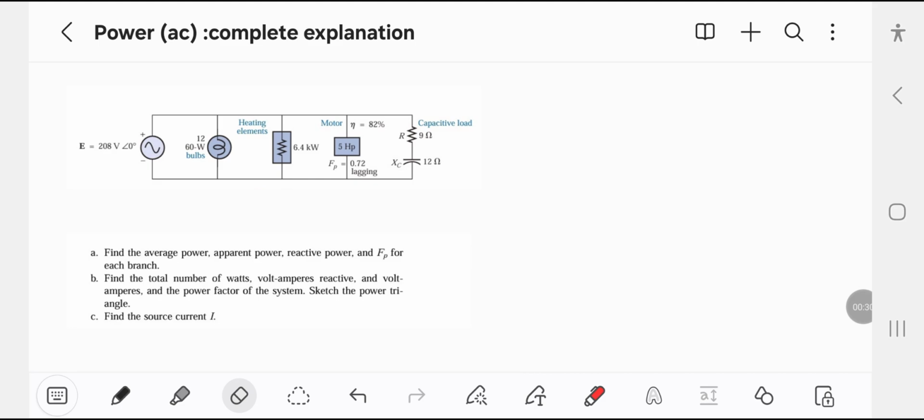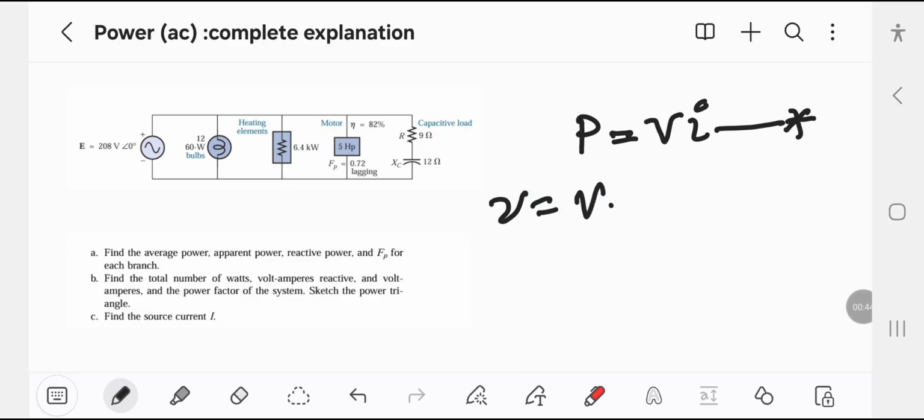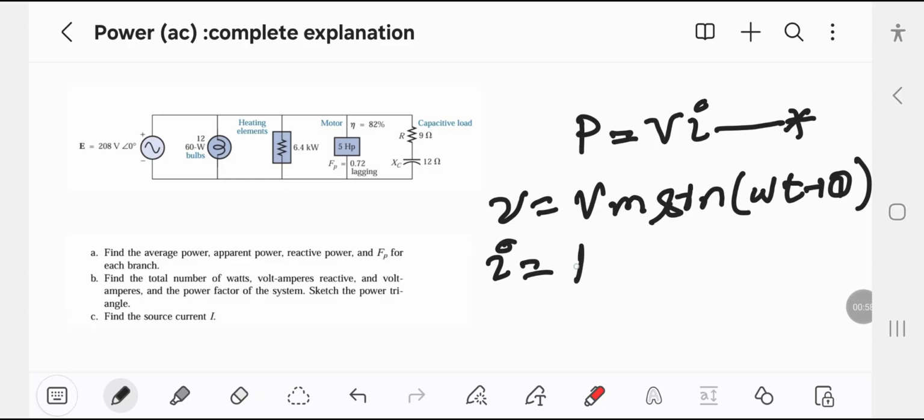As we know, power is actually a product of voltage and current. Voltage is represented by this equation because the circuit here is AC powered. So this is a general equation related to this network. Now here is theta. Theta can be 0, theta can be 90. We will discuss it later.